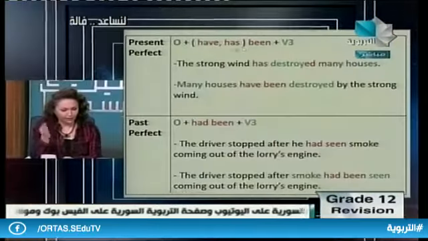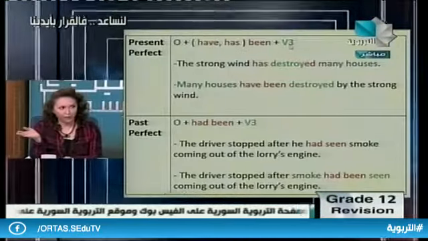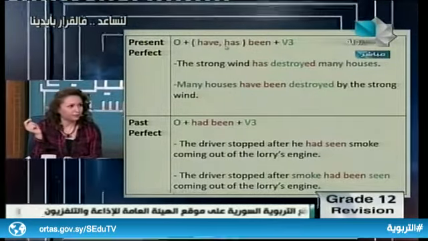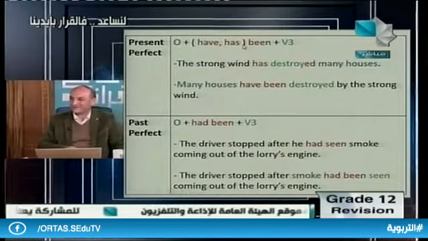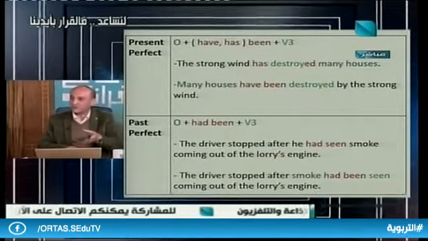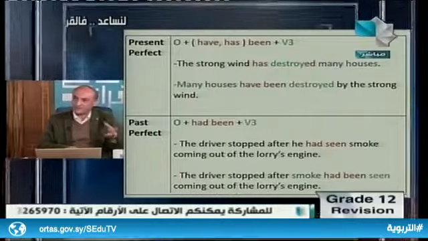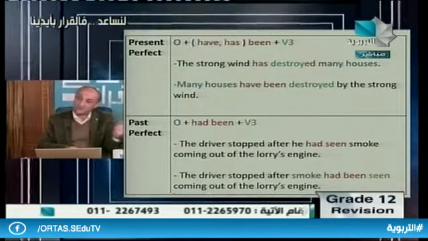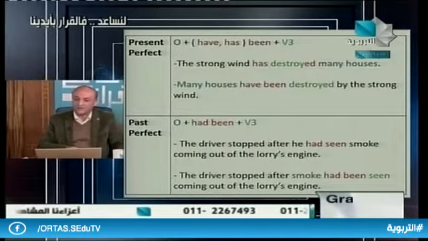Let's have an example, please. Okay, we will have first the object plus have or has and been plus verb 3. We use verb to be in the present perfect. That's it, simple. Verb to be in the present perfect is have been or has been. It depends on the new subject in the passive. So here we have an example.